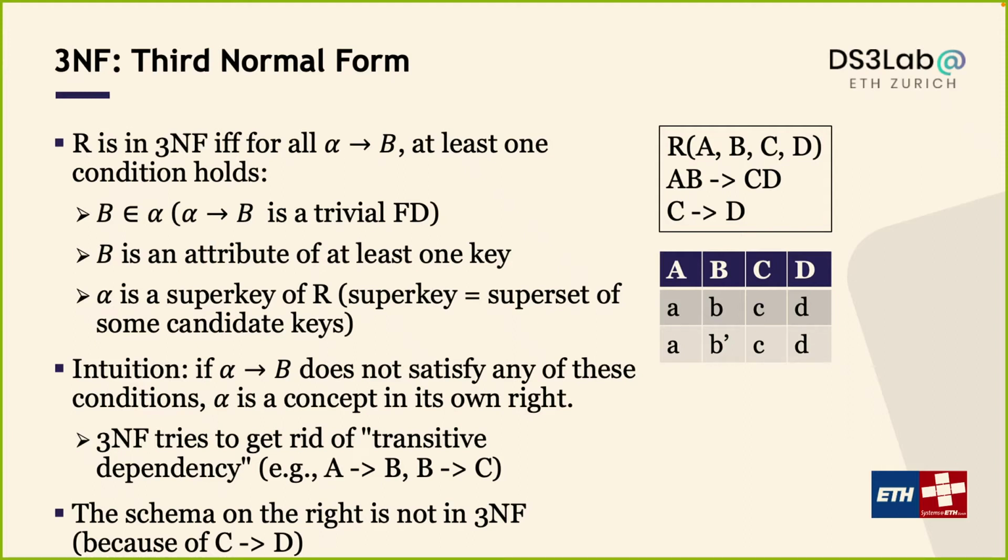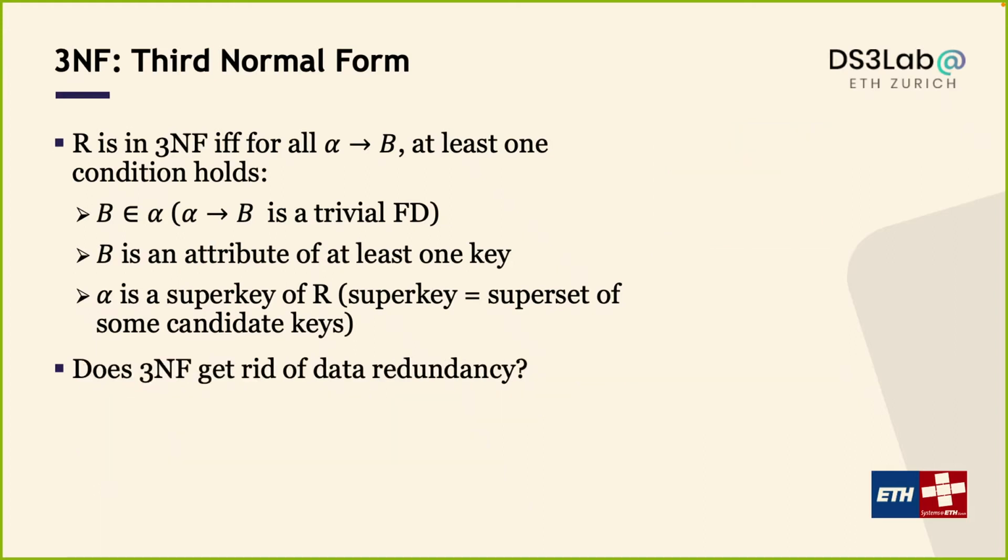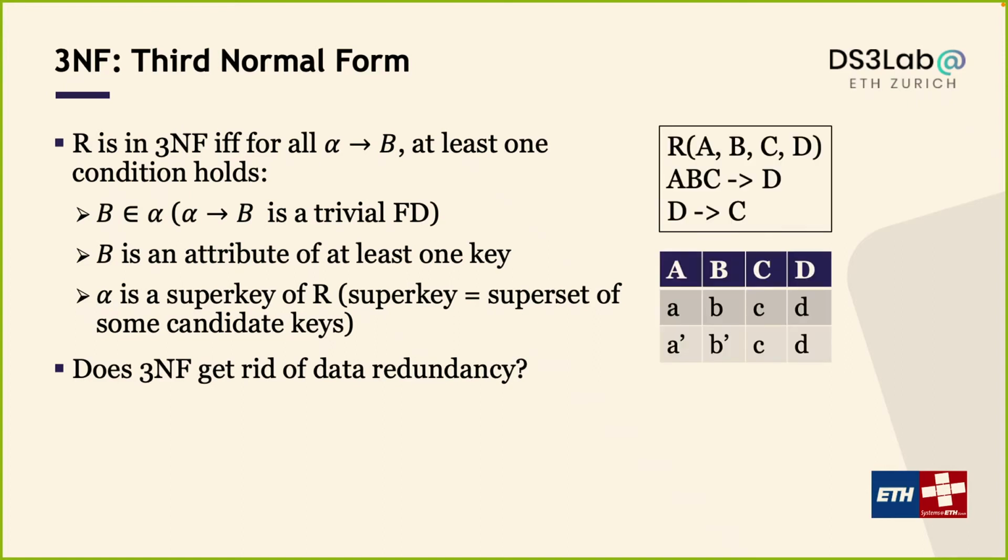Okay. So as you can see, once we have this third normal form notion, it tries to get rid of a whole bunch of data redundancies. But is that the end of it? Can you construct a design that's in third normal form but still has data redundancy? Let's look at this example together.